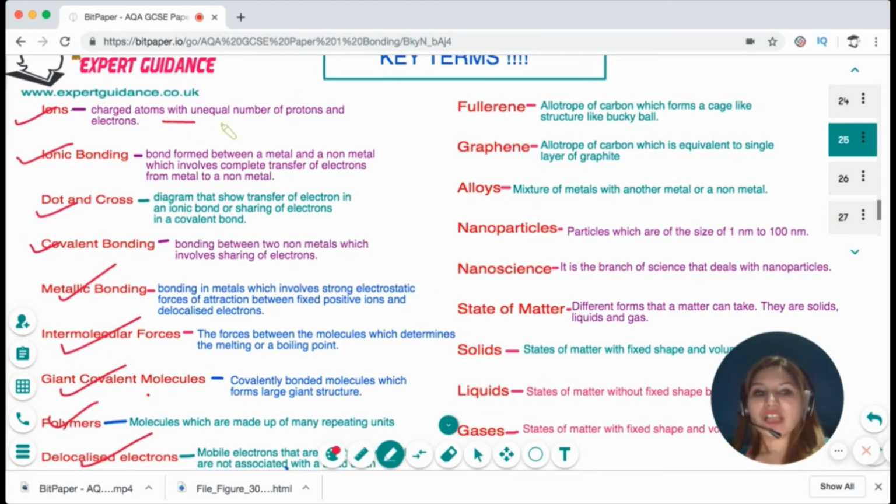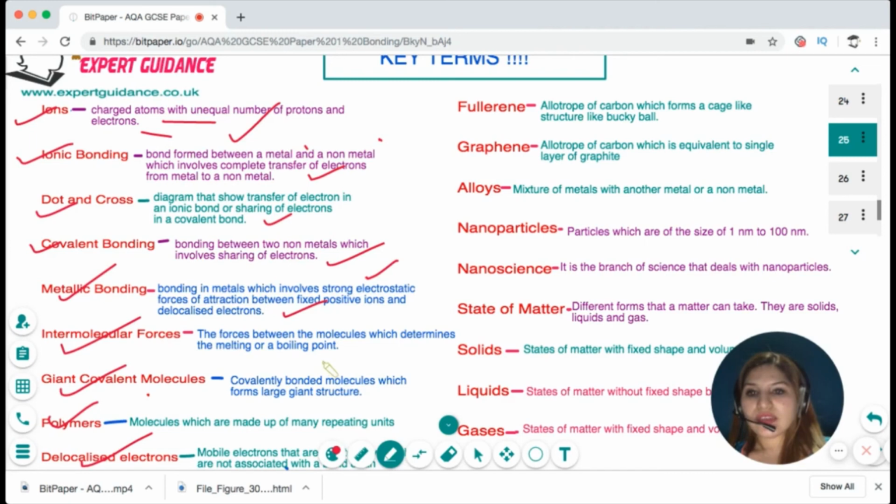Ions are the charged atoms with unequal number of protons and electrons. Ionic bonding is between a metal and a non-metal, which involves transfer of electrons. Dot and cross is a diagram that shows transfer of electrons in an ionic bond or sharing of electrons in a covalent bond. Covalent bonding is the bonding between two non-metals, which involves sharing of electrons. Metallic bonding is a bonding between fixed positive ions and delocalized electrons.